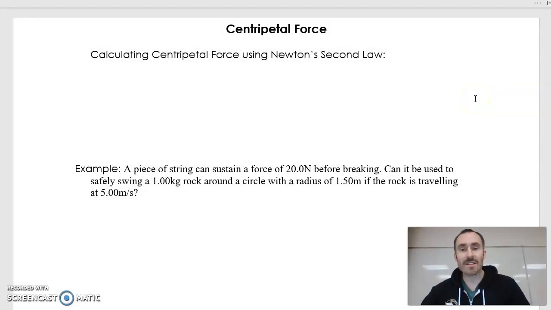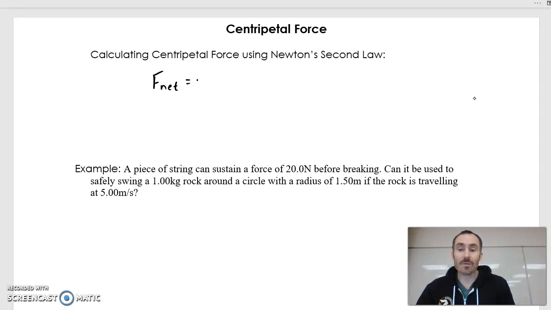So we have said that centripetal force is any force that causes something to move in a circle. Okay, so let's make that a little bit more specific. A centripetal force is any force that contributes to centripetal acceleration. So when something is moving in a circle, it is accelerating centripetally. And so then we can use Newton's second law here.